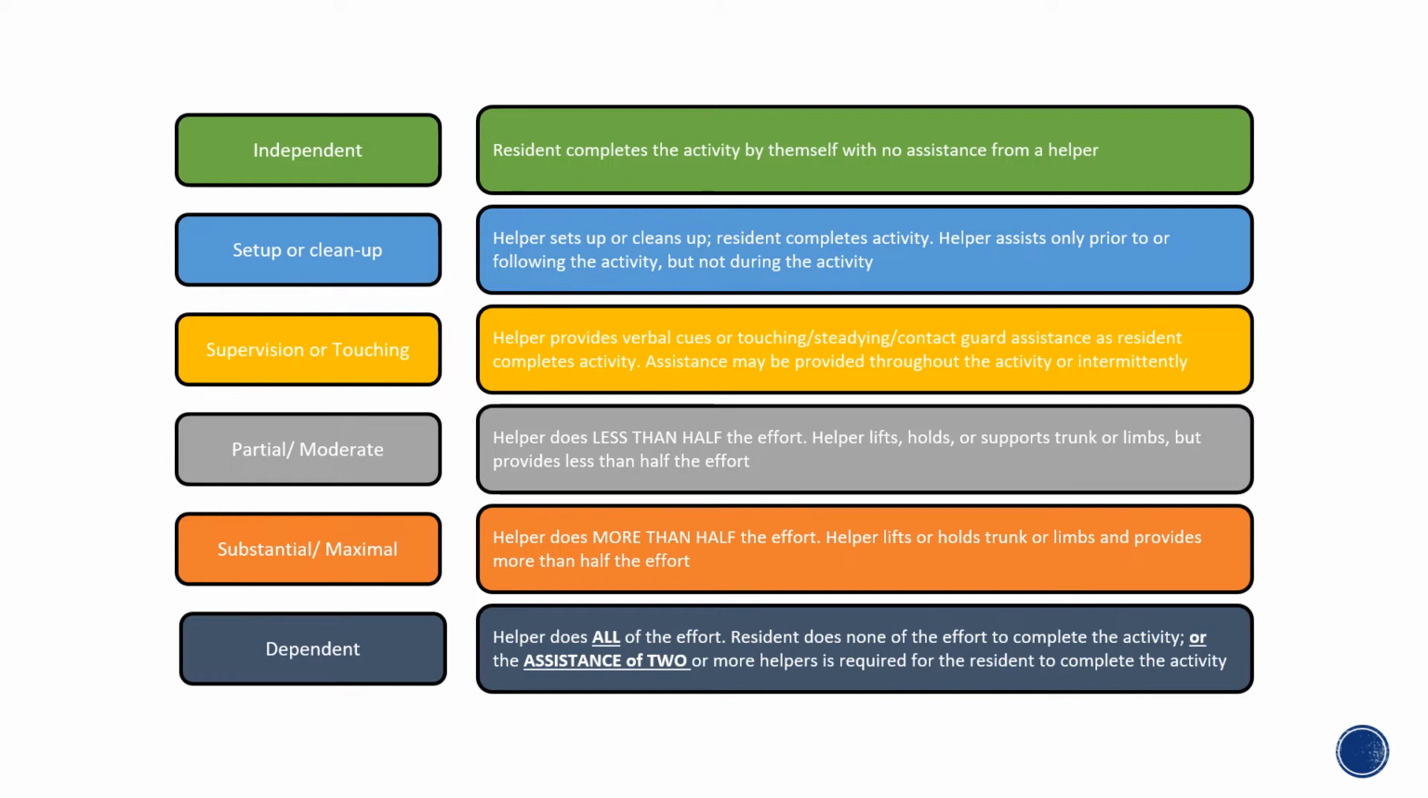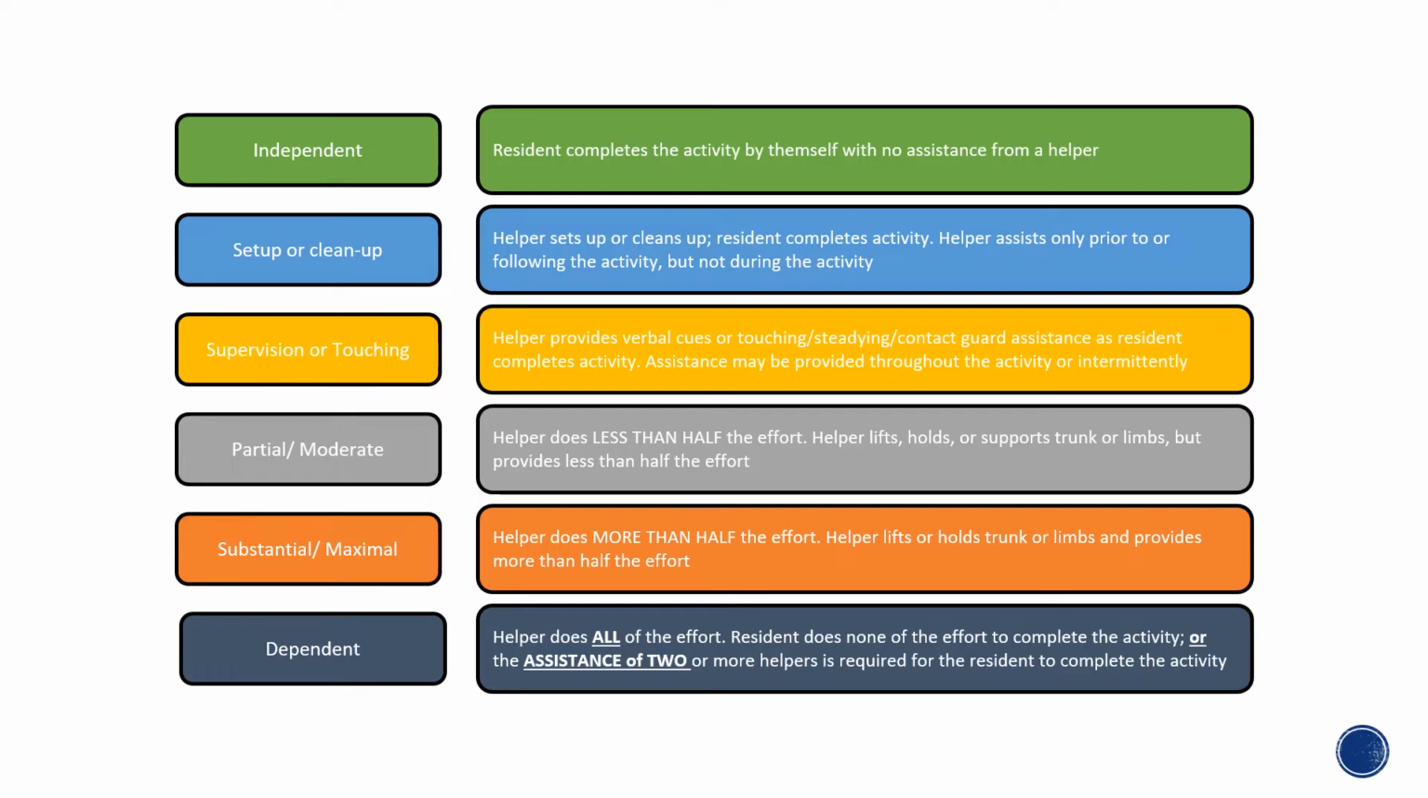Substantial maximal is pretty much the same as partial moderate. The helper is doing some sort of lifting or holding the resident, but the helper does more than half of the effort in substantial maximal. So if you're holding, lifting, or supporting, and you are doing more than half the work, that's substantial maximal.